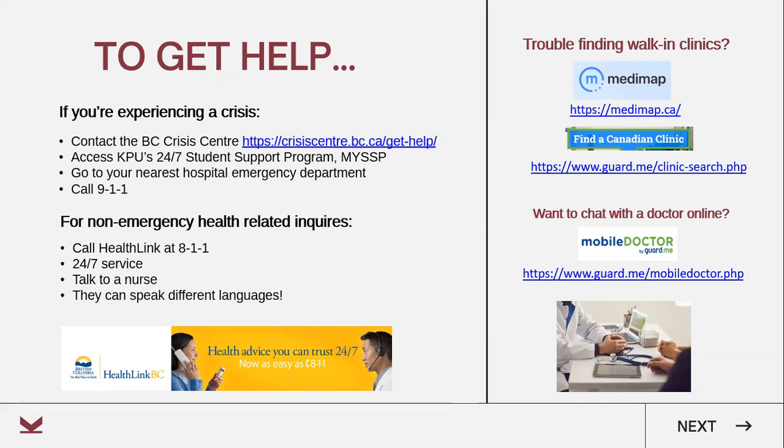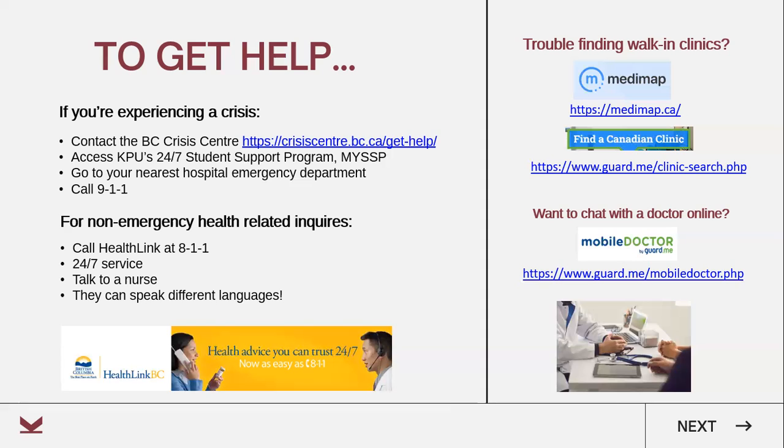So now you may wonder, well, where should I go for what I need? Okay, so in Canada, we do have a family doctor system. It can be quite challenging to find a family doctor, but we do have walk-in clinics as well. So I guess to start, if you are experiencing a crisis, we do have something that's called a BC Crisis Center. You can click on the link and see what that really means when you have a crisis.